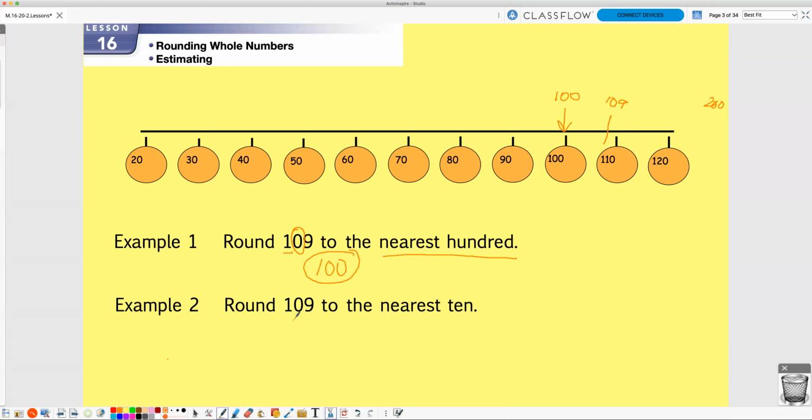And if we're rounding to the nearest ten, we underline the tens place, we circle the digit after it, and we see that it's 5 or greater. It's a 9, so that means we have to add 1 to that digit and then make the 9 into a 0. The nearest 10 would be 110.